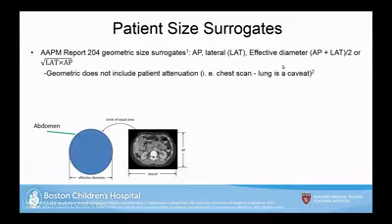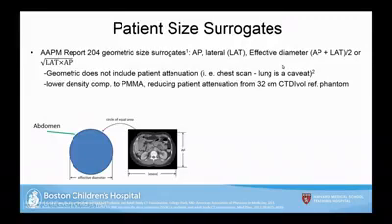Now the problem with these geometric size surrogates is that they don't include patient attenuation. And this is a problem because in a chest scan, a huge caveat would be the lung region where there's a ton of air. Air has lower density compared to PMMA, and this would reduce the patient attenuation relative to that 32 centimeter CTDIvol phantom. So something like the chest, if we combine the AP and lateral components, could have the same effective diameter as the abdomen.